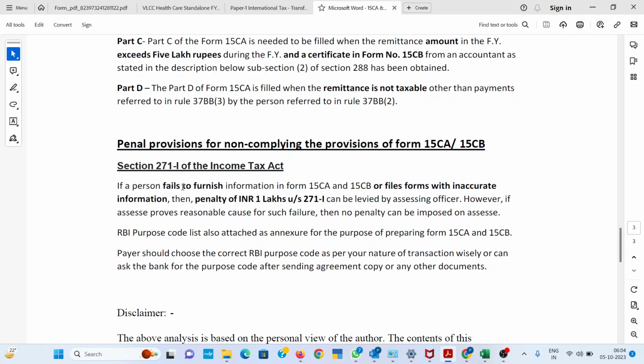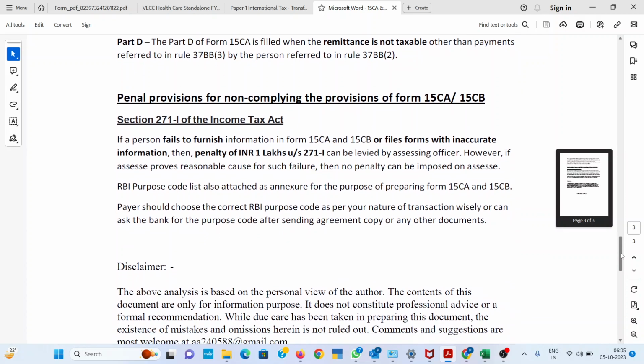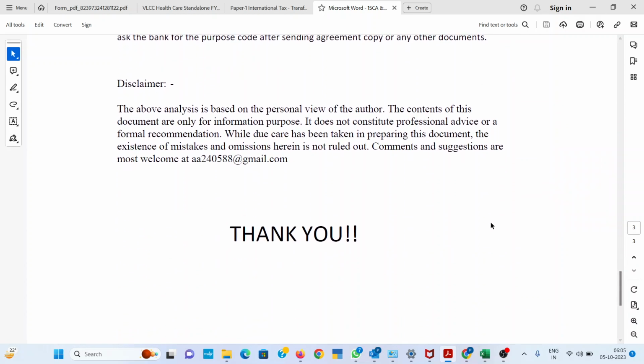There are also penal provisions for non-compliance with Form 15CA/CB. You may get a penalty of rupees 1 lakh under section 271I of the Income Tax Act in case you fail to furnish Form 15CA/CB or file inaccurate information in Form 15CA/CB. So file your Form 15CA/CB wisely. Thank you.